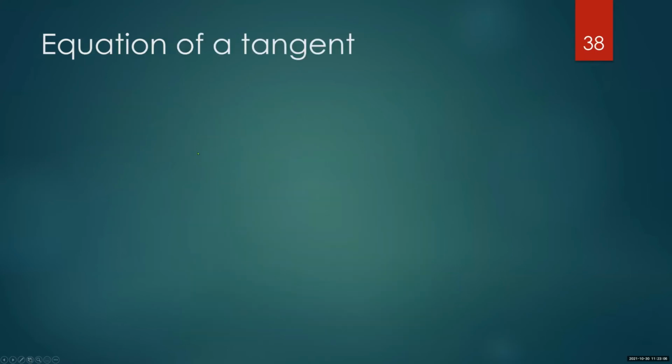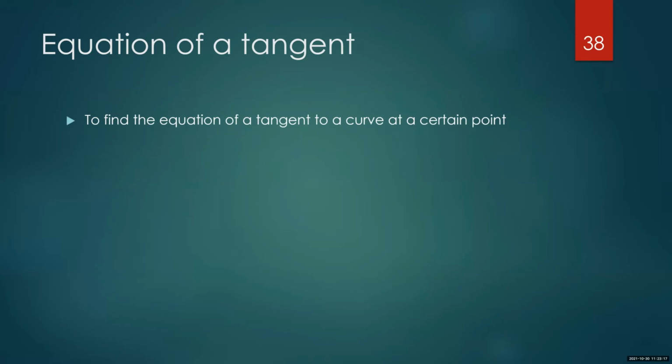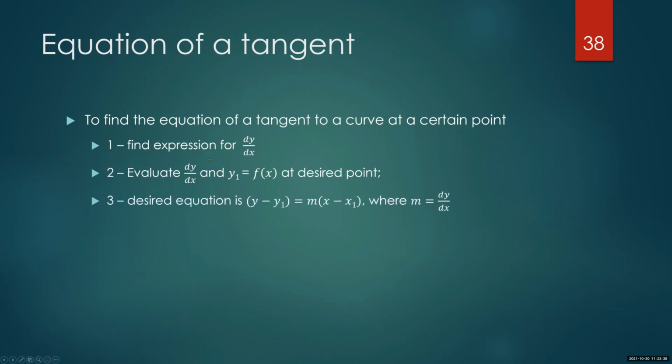So one of the mathematical problems that we want to solve is, given a curve and given a point, can you find the equation of a tangent to the curve at that point? To do this, the first thing we do is find an expression for dy/dx. The next thing we do is evaluate dy/dx at the desired point, and we also evaluate f of x at the desired point. And so the desired equation is y minus y1 is equal to m into x minus x1, where m is equal to dy/dx.